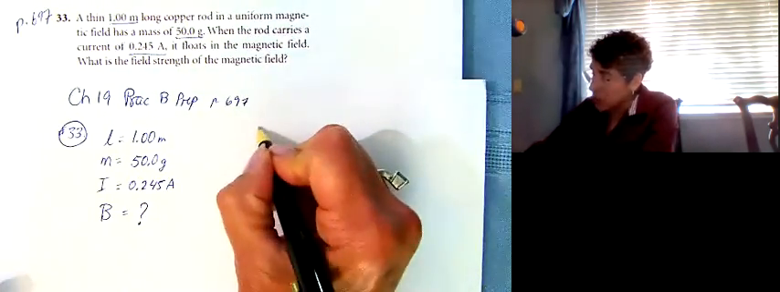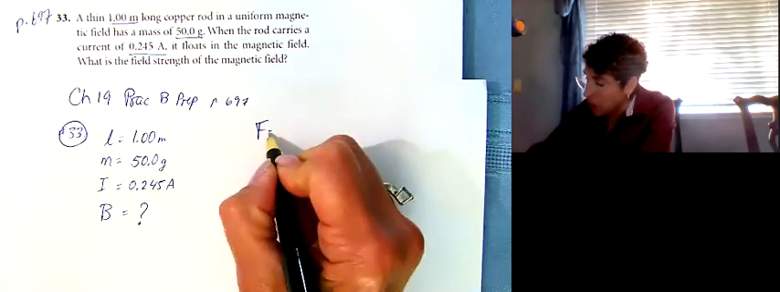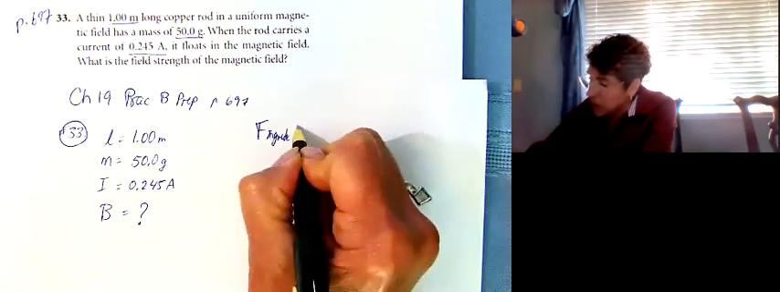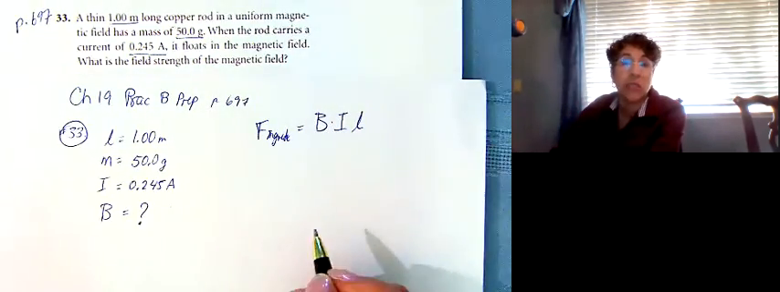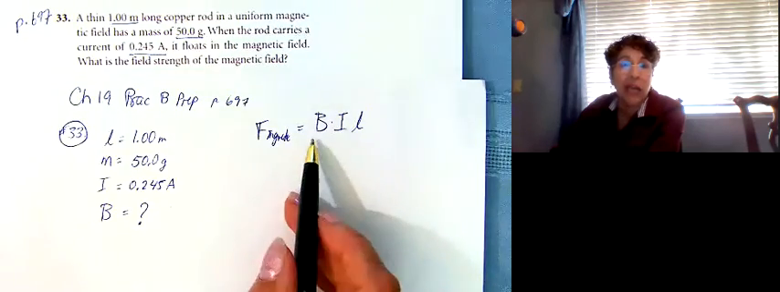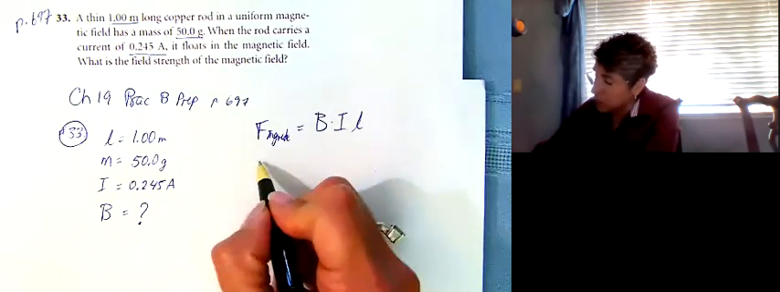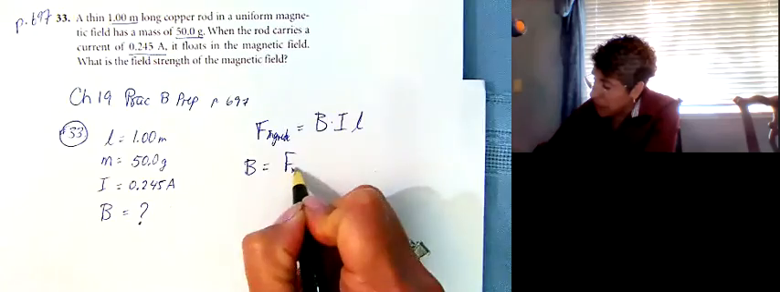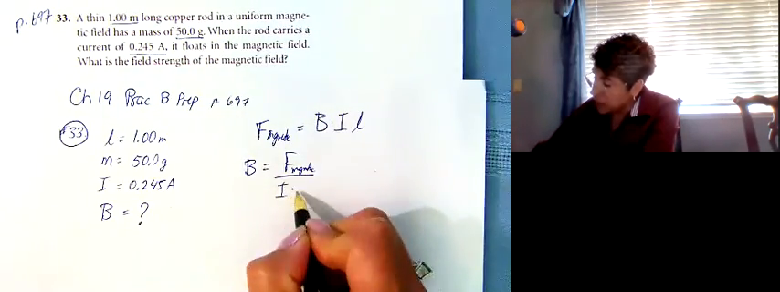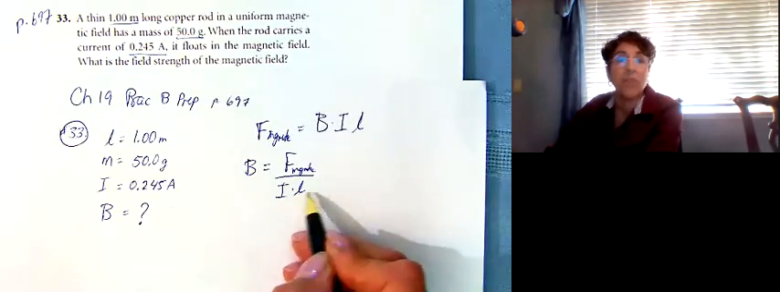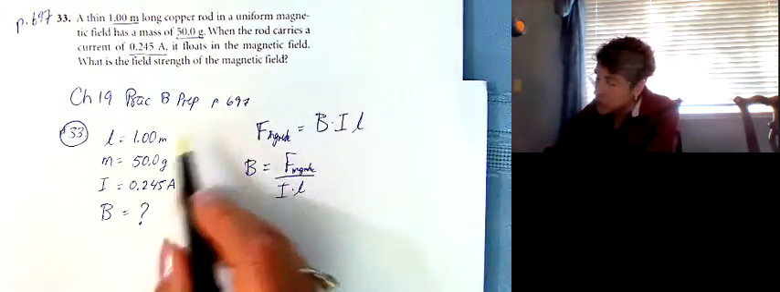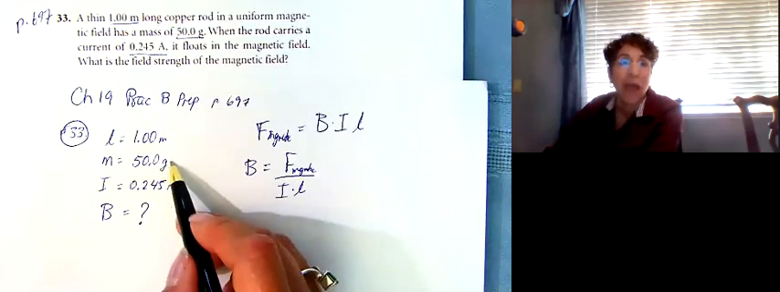First thing I would write, after all that, is the equation that's probably going to help me. The magnetic force is equal to the magnetic field times the current times the length. All right, so I notice that I want to get B. So just like before, B is going to be the magnetic force divided by the current and the L. So I have the length and I have the current, but I don't know what the magnetic force is. But interestingly enough, they gave me the mass.